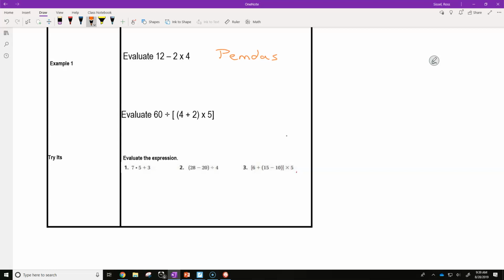I'm first going to look at the P. Parentheses. In 12 minus 2 times 4, all right, left to right, are there any parentheses or any grouping symbols? No, so I'm going to cross that P off. Are there any exponents? No, I'm going to cross the E off. Multiply or divide. Remember, we are working left to right. So I'm going to go here, and I'm looking for multiplication.